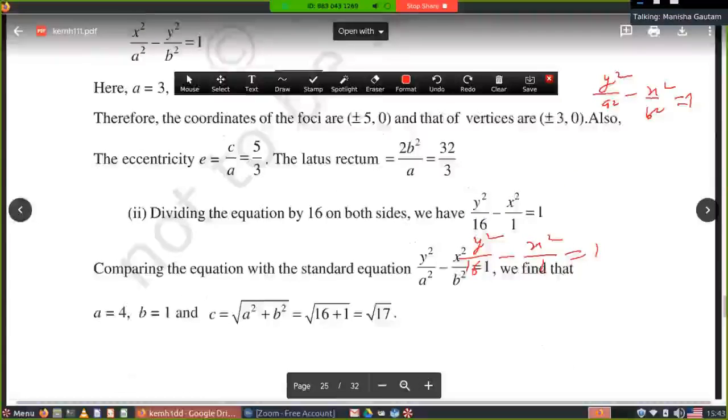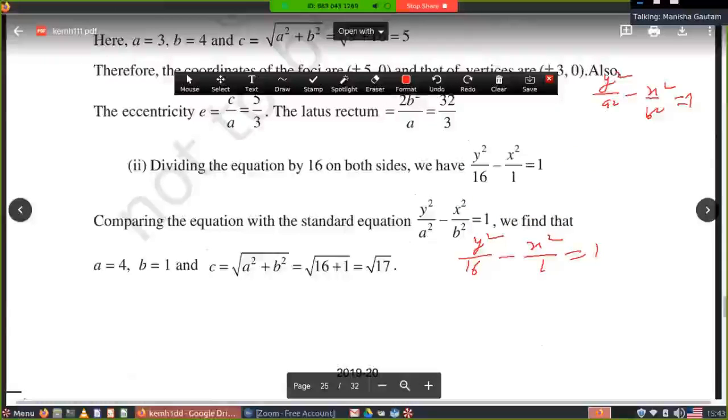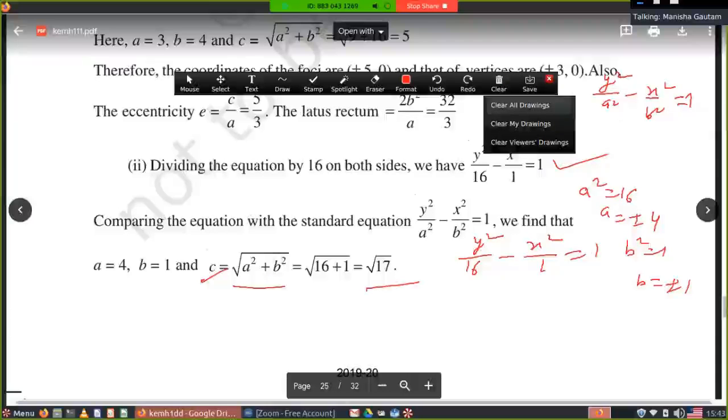Okay, this is the equation I have written here, and it is also written in the book. So what is the value of A? A square is equal to 16. So A is equal to plus minus 4. And B square is equal to 1. It means B is equal to plus minus 1. The value of C, apply the formula under the root A square plus B square. You are getting root 17. Now you can find the vertices, foci, eccentricity and length of latus rectum. All you can find. Only A, B and C are required to get the values.